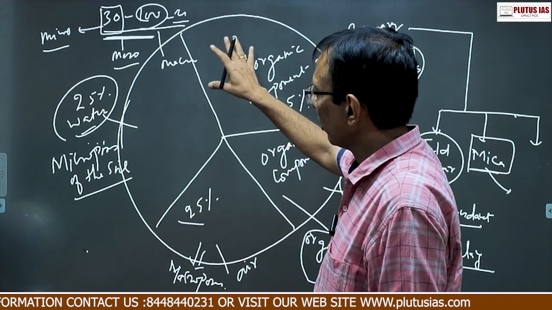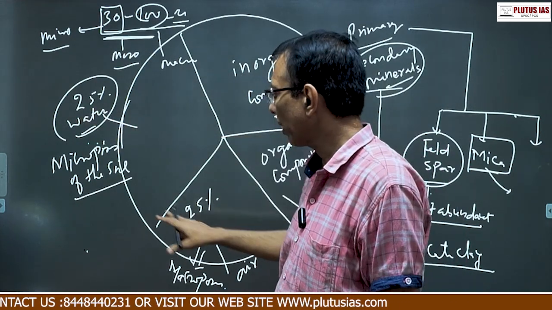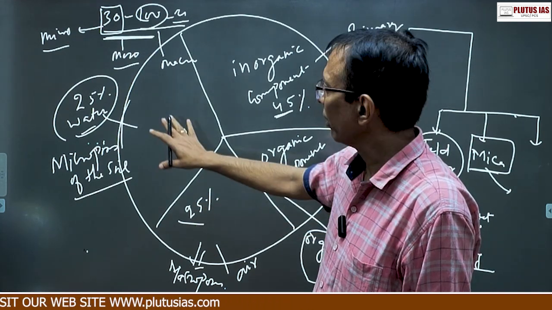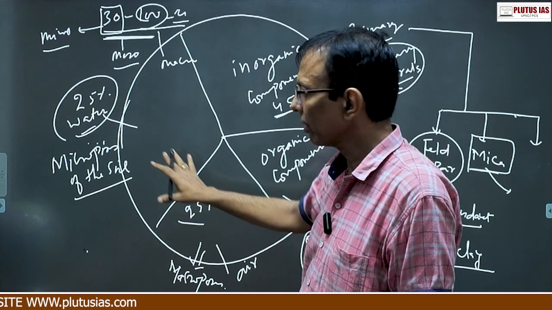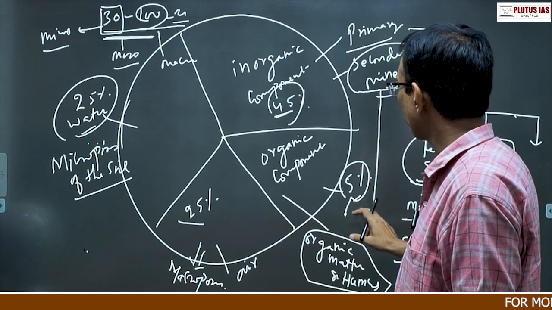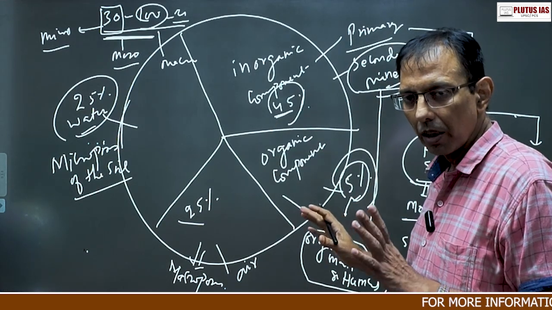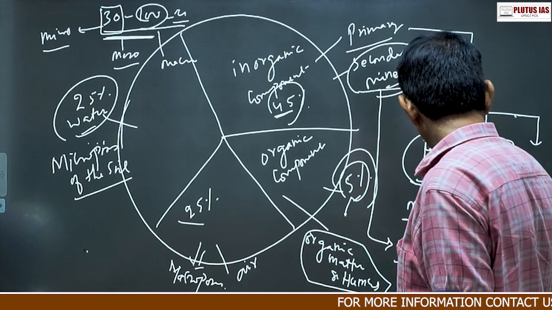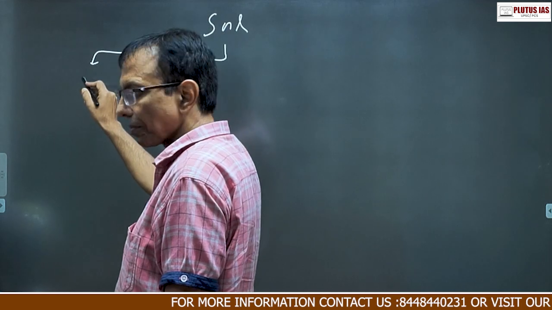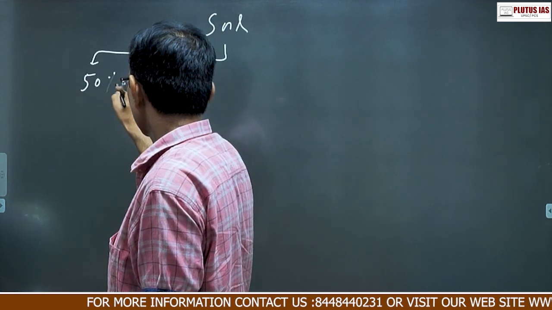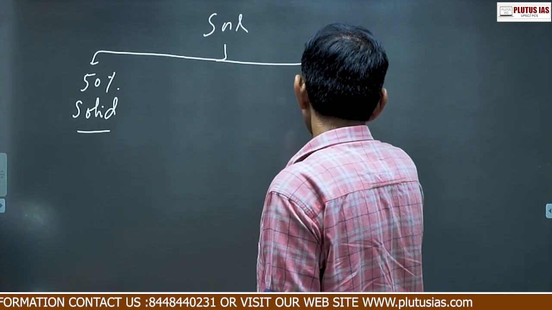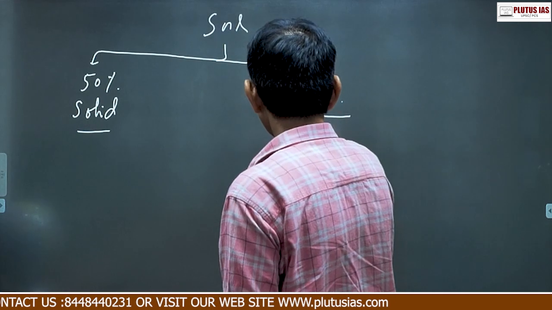So 25 and 25 collectively make 50%. So 50% is non-solid material, that is air and water, and 50%, that is 45 and 5, is the solid content of the soil. So you can say soil has 50% solid component and 50% non-solid components.